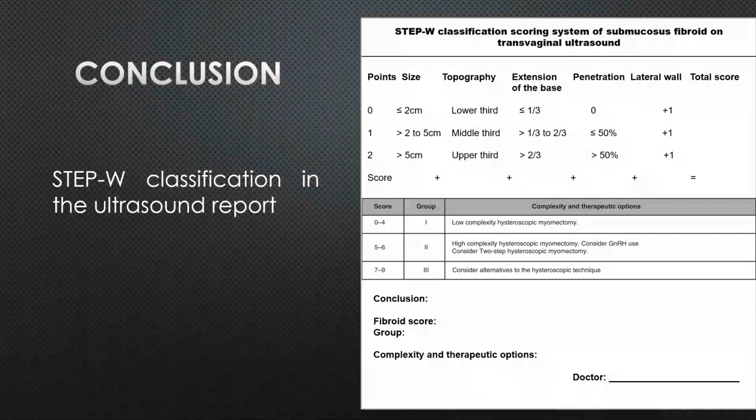The conclusion of this video article is that the Step W classification may also be applied at the time of ultrasound diagnosis, and the transvaginal ultrasound report may include the classification of submucosal fibroids and possibilities for hysteroscopic myomectomy.